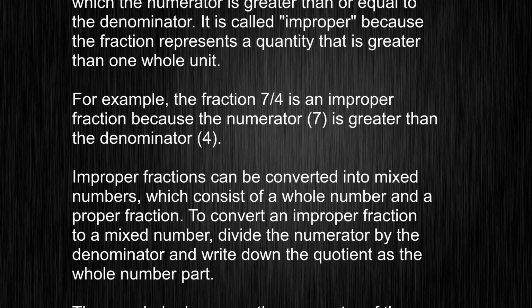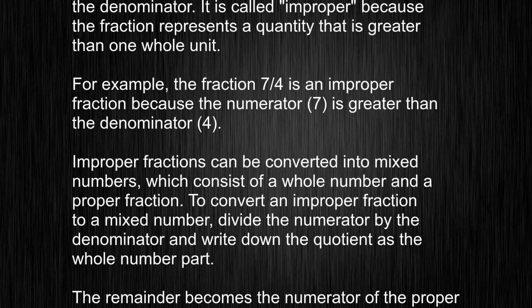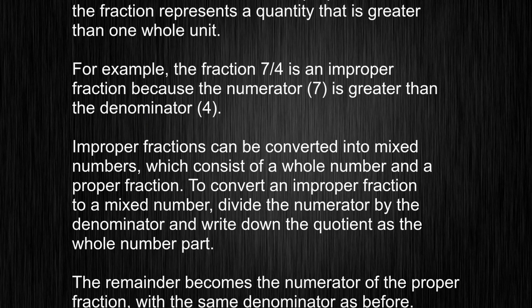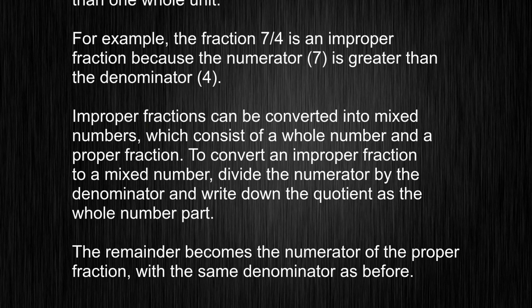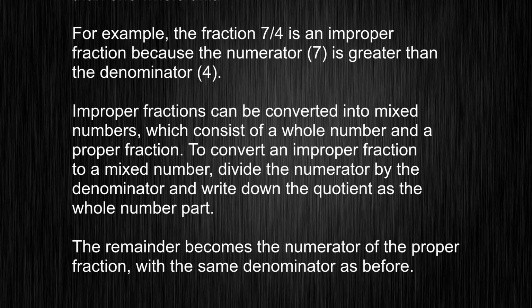Improper fractions can be converted into mixed numbers, which consist of a whole number and a proper fraction. To convert an improper fraction to a mixed number, divide the numerator by the denominator and write down the quotient as the whole number part. The remainder becomes the numerator of the proper fraction, with the same denominator as before.